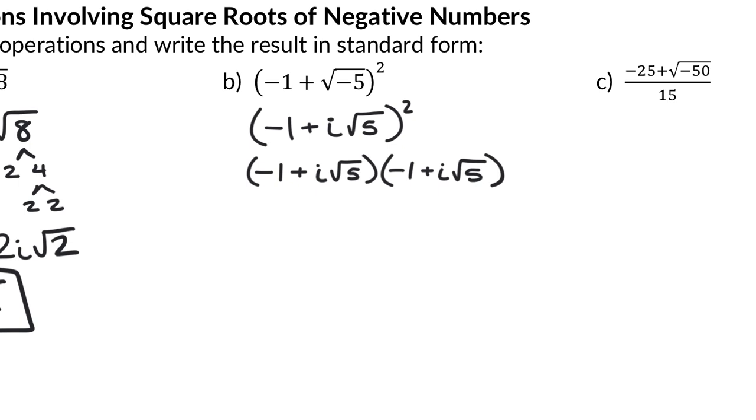Negative 1 times negative 1 is 1. Negative 1 times i square root of 5 is negative i square root of 5. i square root of 5 times negative 1 is negative i square root of 5. And then i square root of 5 times i square root of 5. Ooh, what is that? i times i would be i squared. And then square root of 5 times square root of 5 would just be 5. Boom.